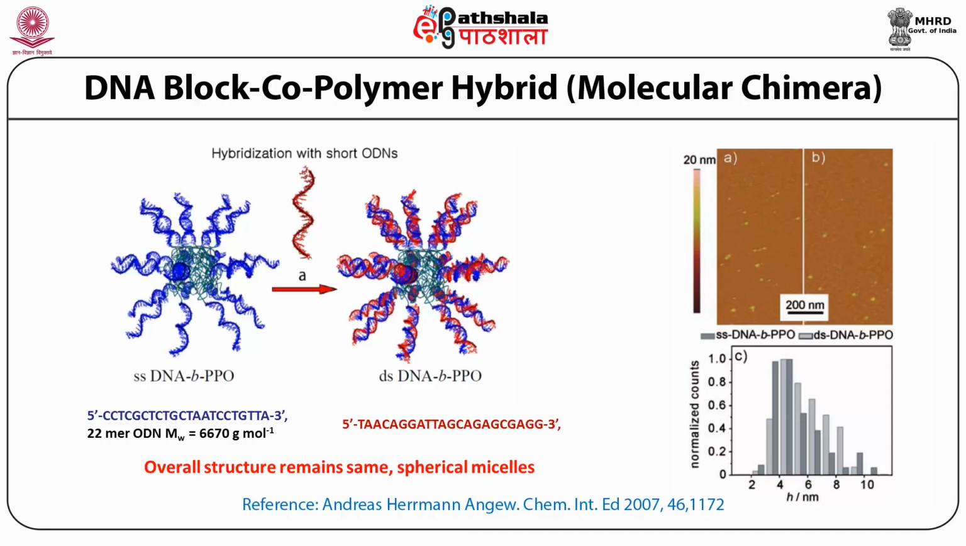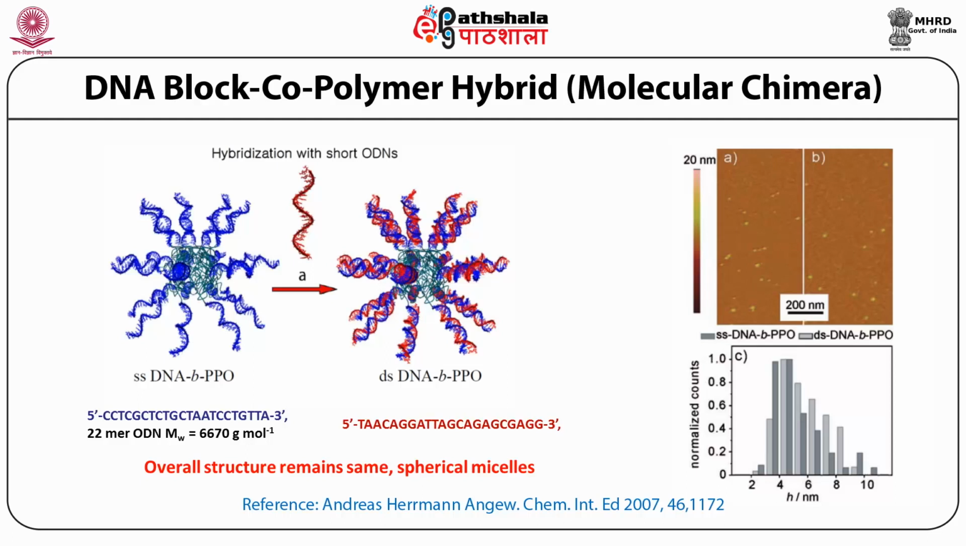Now this single stranded DNA is an oligodeoxynucleotide of 22 mer, with a molecular weight of around 6670. If you look at the sequence from 5' to 3', and you take the red DNA strand, which is just the complementary DNA strand of the blue one, then it can actually form a DNA double strand.